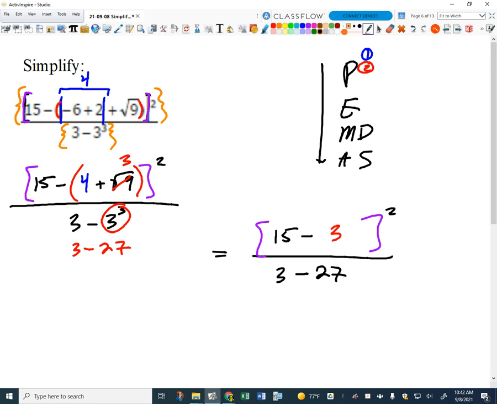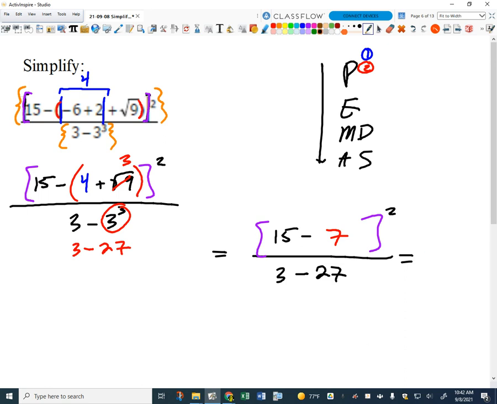Okay, well, we're still dealing with grouping symbols on the top. Did I make a mistake? Oh, I did. Sorry, that's supposed to be a 7, isn't it? Whoops, my mistake. Let's fix that. So 4 plus 3 we said was 7, didn't we? There we go. Good.